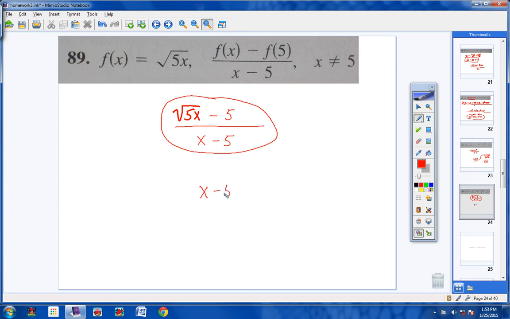Now, I do want to say this in case it ever happens. If you would have had this for an answer, if the reciprocal would have been your answer like this, then hopefully you remember what to do. We multiply the top and the bottom by square root of 5x plus 5 because you never want a radical in the denominator. It takes a little bit of time. We're not going to do this, but just keep that in mind, okay? Alright, so this would be your answer right up here.